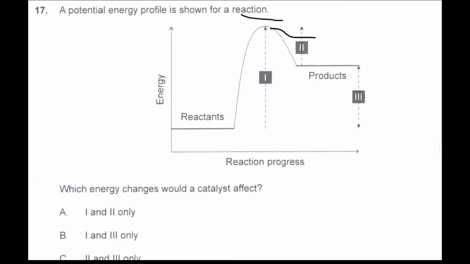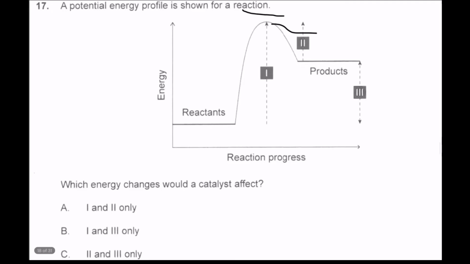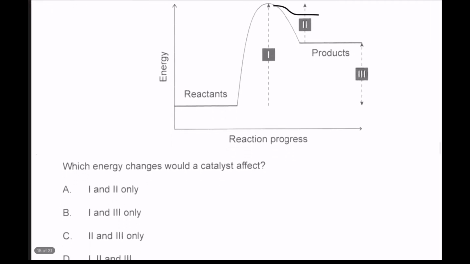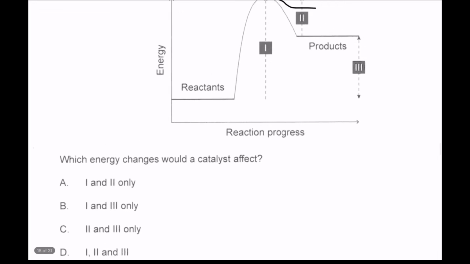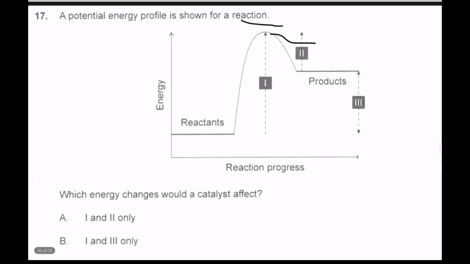Now moving to question 17. A potential energy profile is drawn for a reaction, and what energy changes would a catalyst affect? So first, we have to understand this is the enthalpy. This is the activation energy of the forward reaction. This is the activation energy of the reverse reaction.